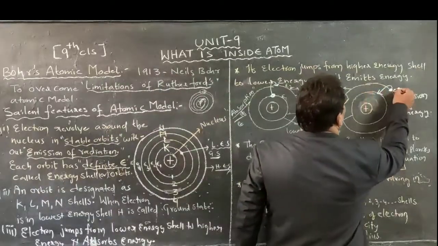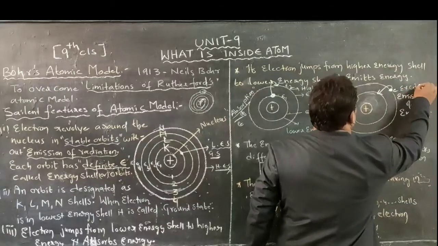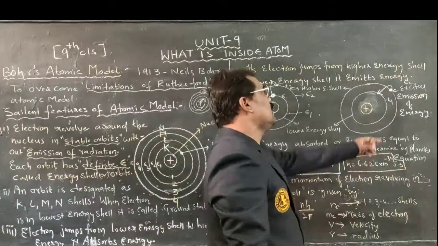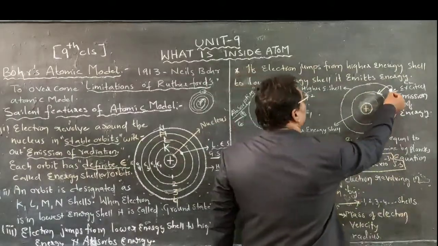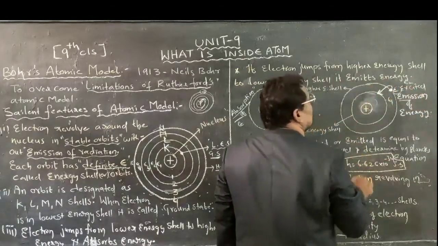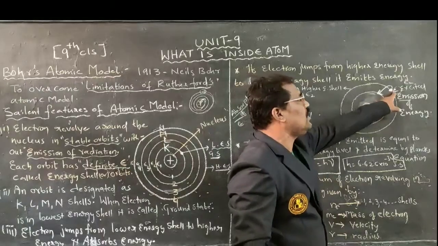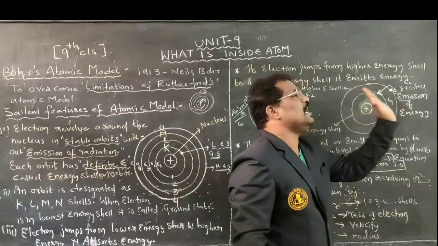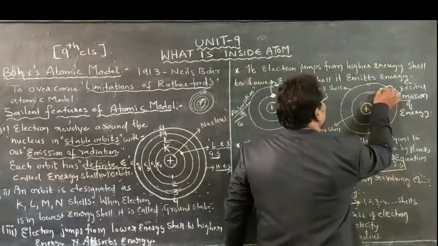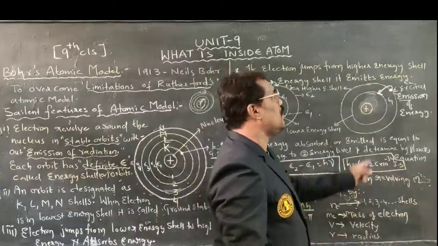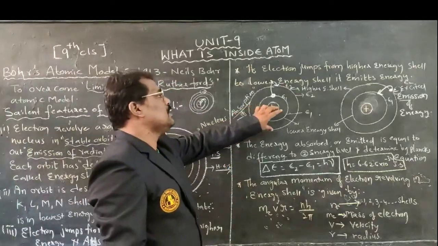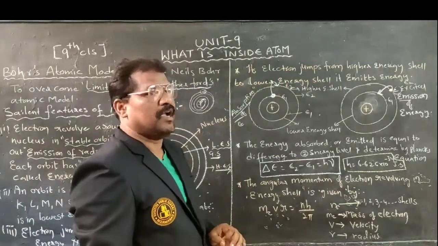Similarly, if the electron jumps from the excited state, the higher energy shell, to the ground state, the lower energy shell, what happens? E2 has more energy compared to E1. So the electron radiates or emits energy to move from the higher energy shell to the lower energy shell, that is, from the excited state to the ground state. That is the third point we have to keep in mind.